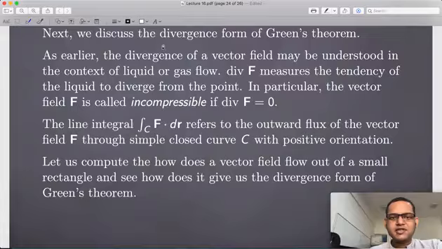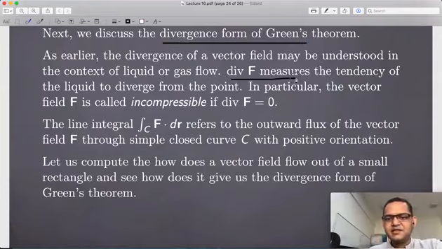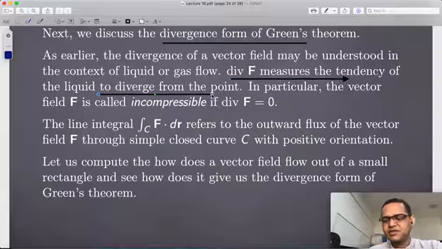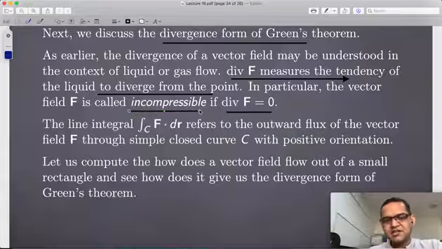And let me now talk about the divergence form. This also has some physical significance. The divergence, as the term says, is about things diverging from a point, and this is the measurement of that. The divergence of a vector field measures the tendency of a liquid to diverge from a point, like things moving out. In particular, sometimes you will find these names: if the divergence is 0, then the vector field is called incompressible, like gas, those kinds of things.